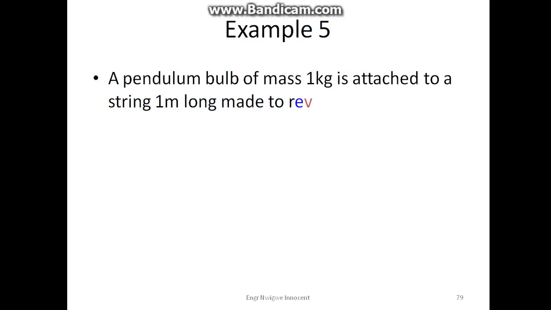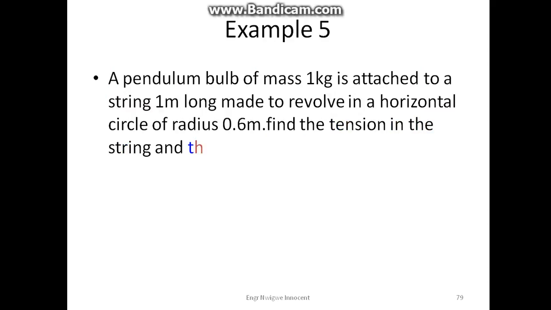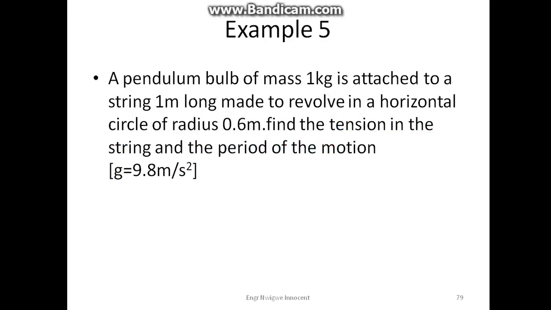Example 5. A pendulum bob of mass 1 kilogram is attached to a string 1 meter long, made to revolve in a horizontal circle of radius 0.6 meters. Find the tension in the string and the period of the motion. Take g equals 9.8 meters per second squared. From the diagram, you can see that the pendulum bob of 1 kilogram is hung by a string of 1 meter going through a circular path of radius 0.6.